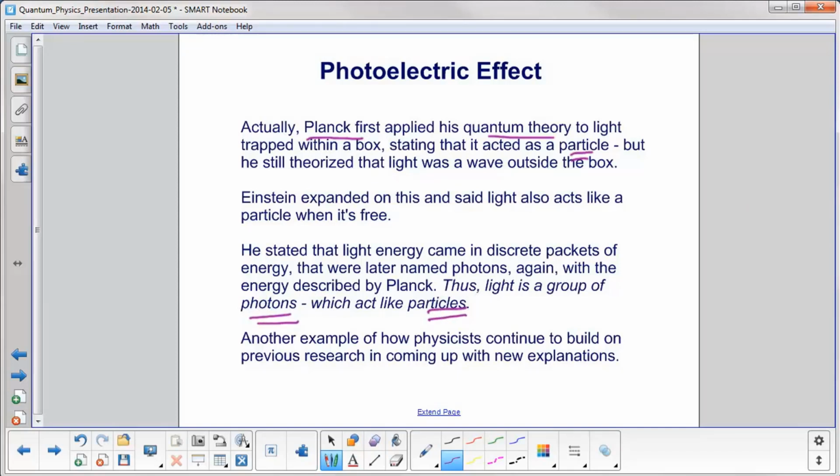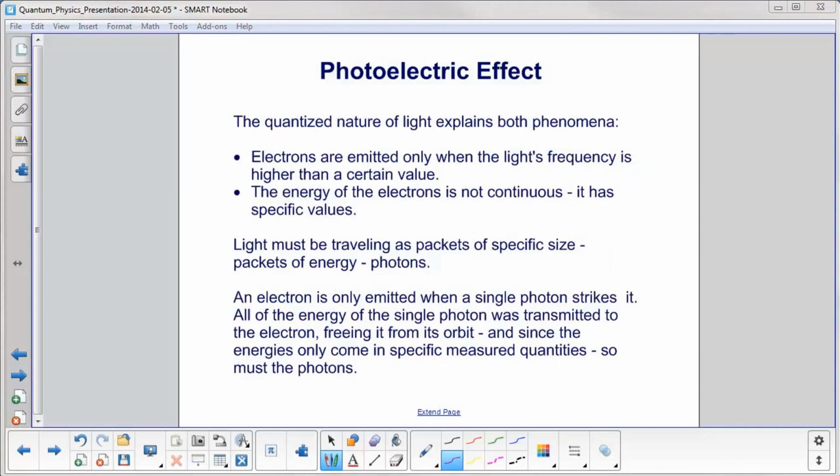This is a great example of how physicists continue to build on previous research. For example, Einstein used Planck's work, he used Newton's work, put them all together and came up with a new theory. The quantized nature of light explains both of these phenomena. The first one, the electrons are emitted only when light's frequency is higher than a certain value, and the energy of these electrons that are emitted is not continuous, it has specific values.